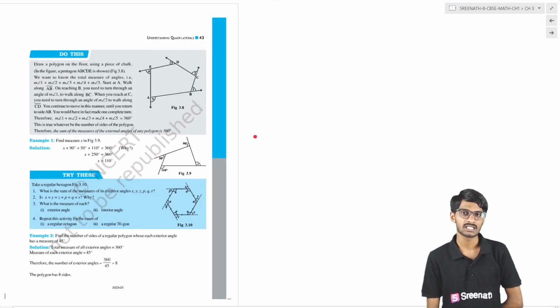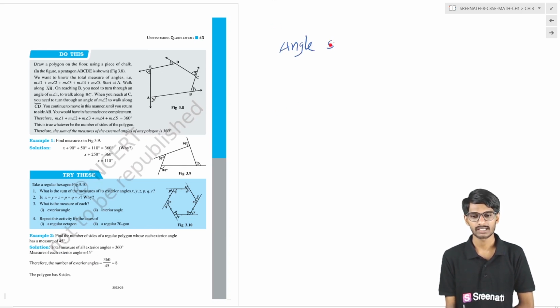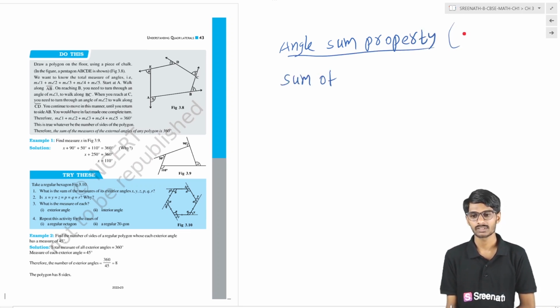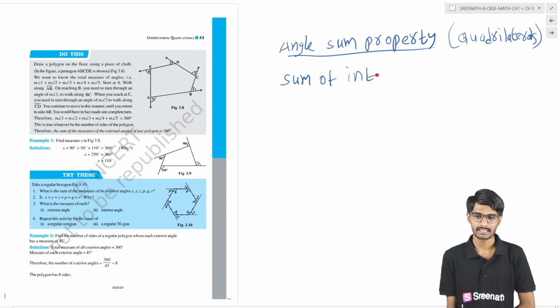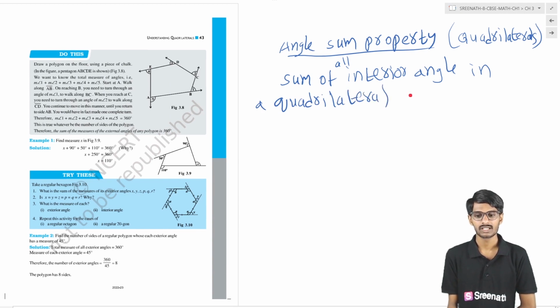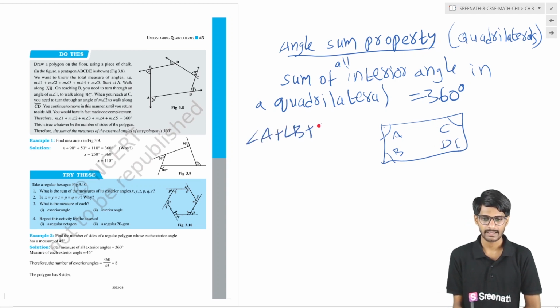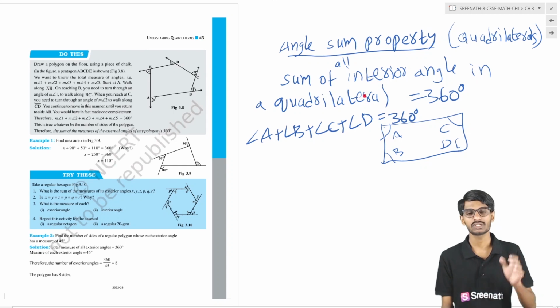So basically, what we have studied previously is the angle sum property. What does it say? The angle sum property for quadrilaterals, which we have discussed previously: the sum of all interior angles in a quadrilateral is equal to 360 degrees. This is what we have learned previously. There is a quadrilateral like this, A, B, C, D. So angle A plus angle B plus angle C plus angle D are all equal to 360 degrees. All the interior angles equal 360 degrees. That is the angle sum property we have previously learned.